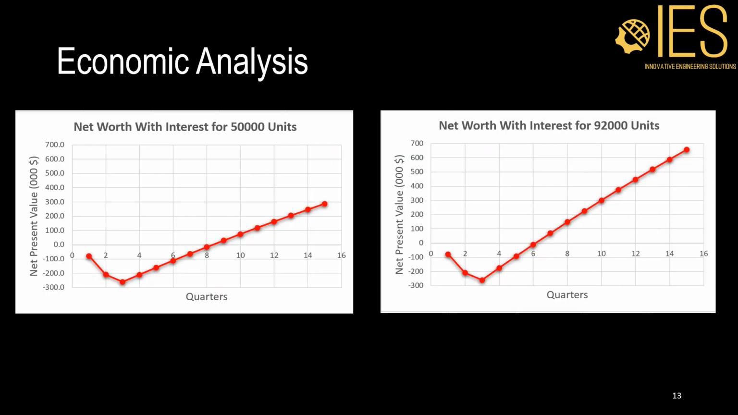Using the low and high production estimations found through the market research, we performed an economic analysis across 15 quarters. The two graphs show the net present value with interest over this time period. The high production estimation results in a larger net present value overall with the same initial investments into production research and preparations, making it the more profitable venture over time.